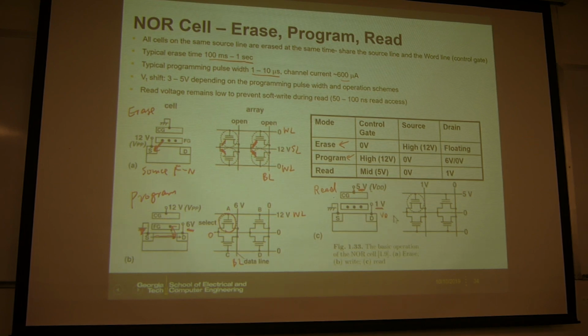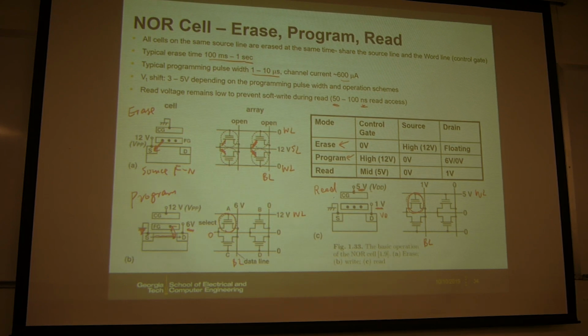So then here again, you apply the 5 volts to the word line, and then you have 1 volt to the bit line, and this is the selected cell. You only read this cell. And read can be fast, like 50 nanoseconds. So this is for the NOR flash operation.